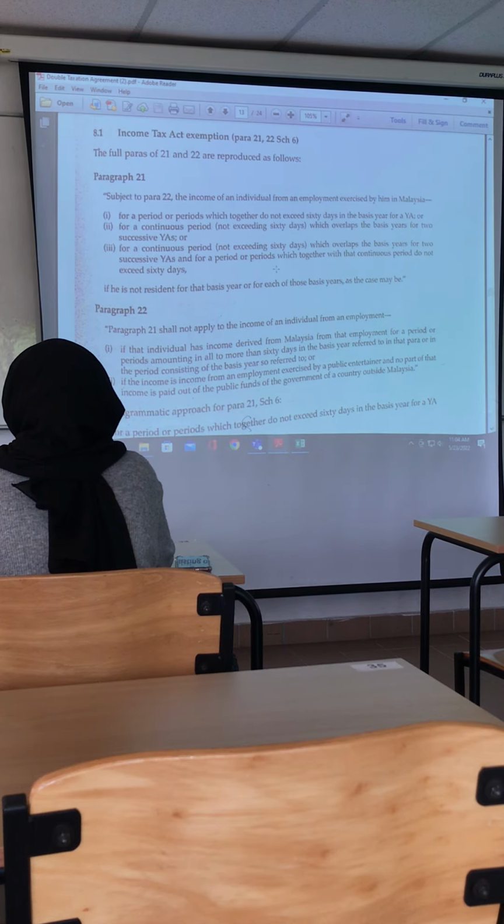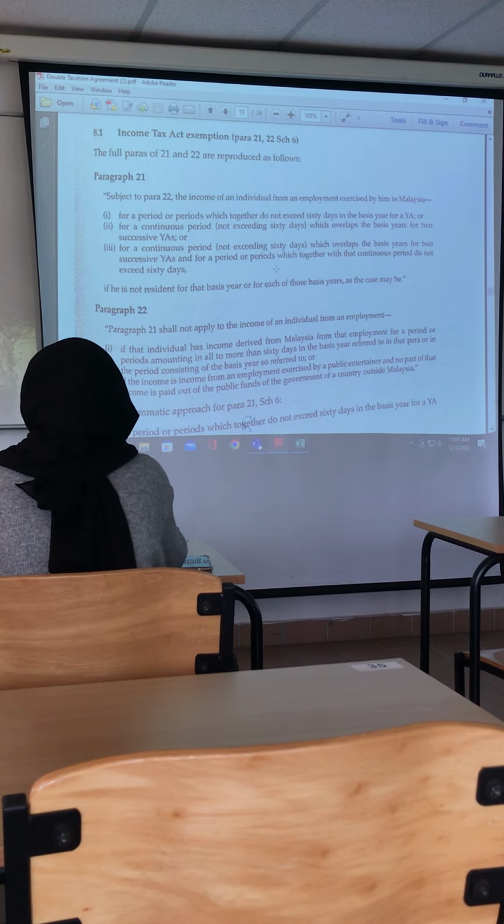So this 60 days could be one period. Say you work in Malaysia for 60 days only, working, not just being in Malaysia. You can be in Malaysia for 90 days, but your only working period is 60 days or less. Those income during this period, the employment income, is exempted. So the 60 days could be one period, or it could be multiple periods during the year, or it could be a combination of 2 years. Total not more than 60 days. So that's the first exemption.